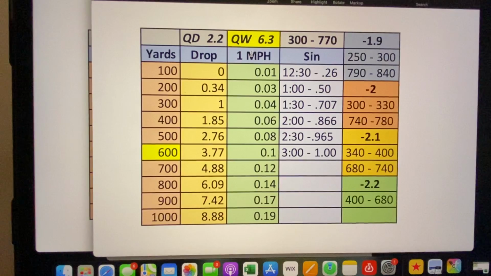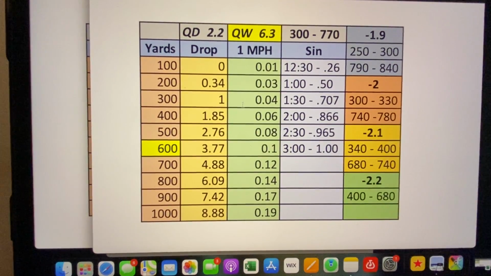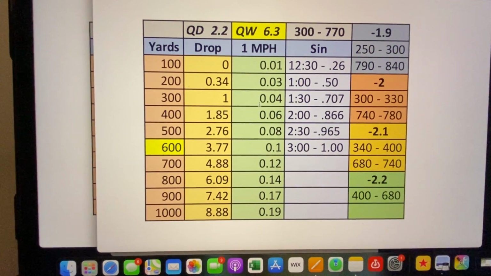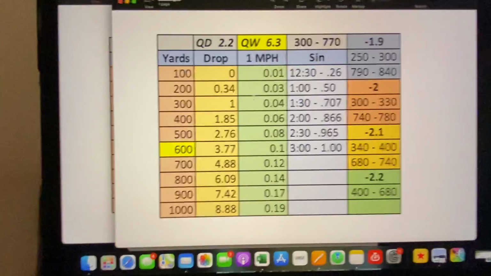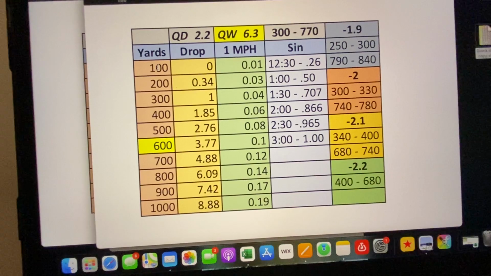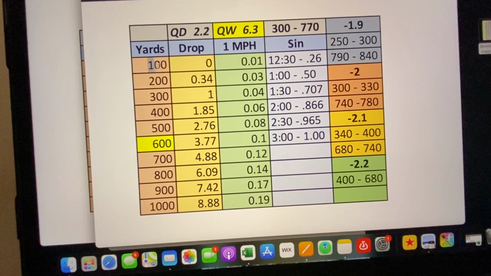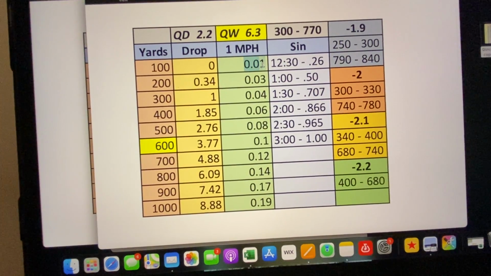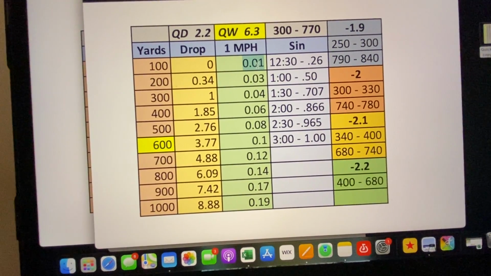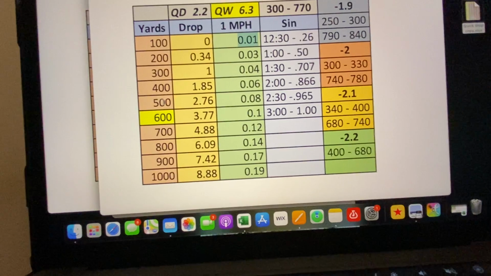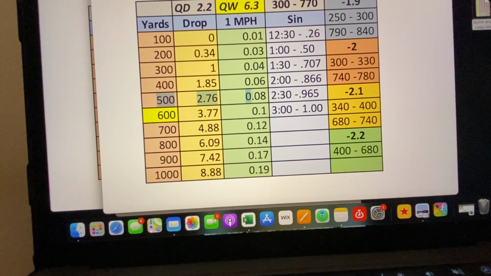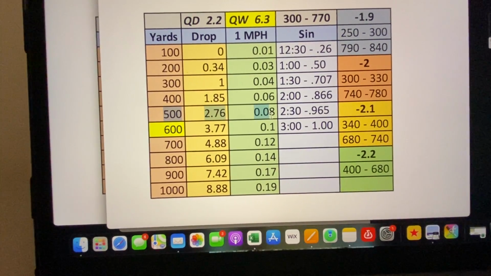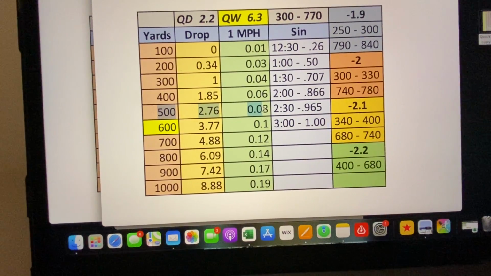Anyway, we are referring to our wind column here. This is 1 mile per hour wind at these given ranges. So 100 yards with a 1 mile per hour wind is 0.01 mil hold. At 500 yards with a 1 mile an hour wind, we're going to have a 0.08 mil hold. So very simple, very easy.